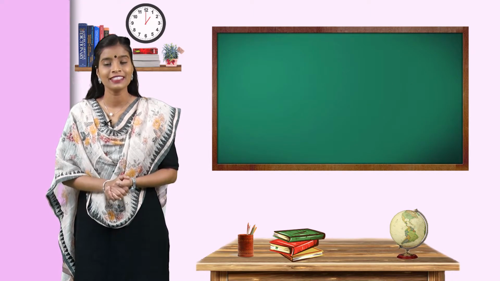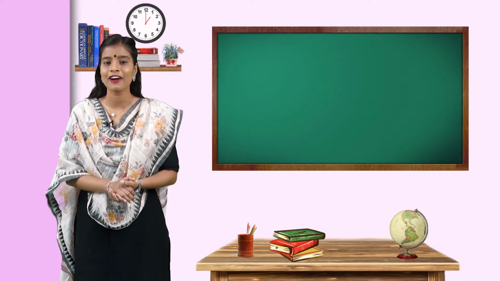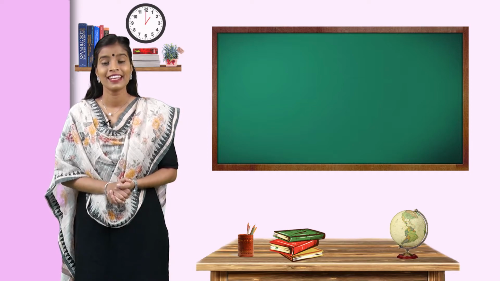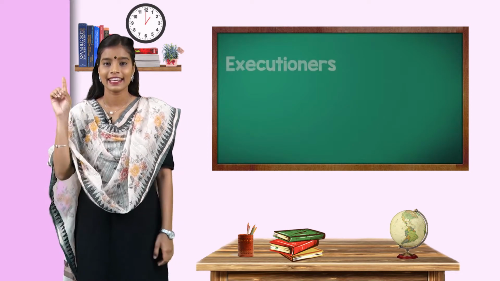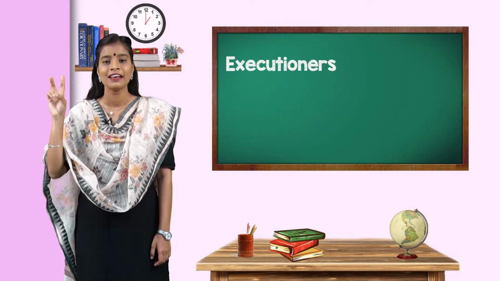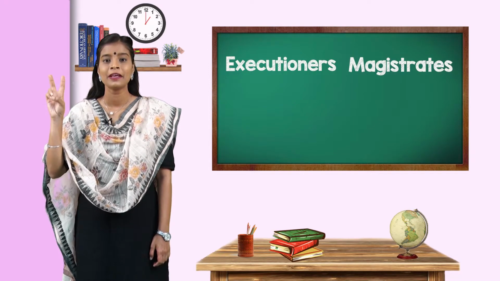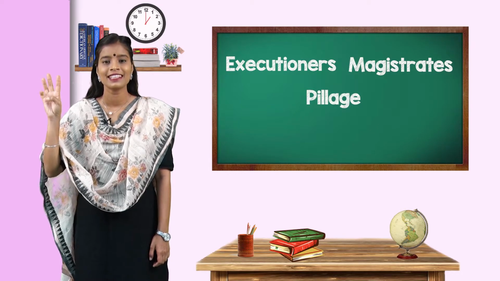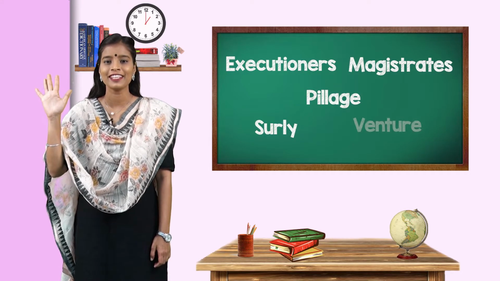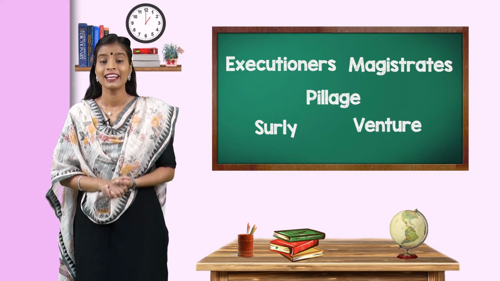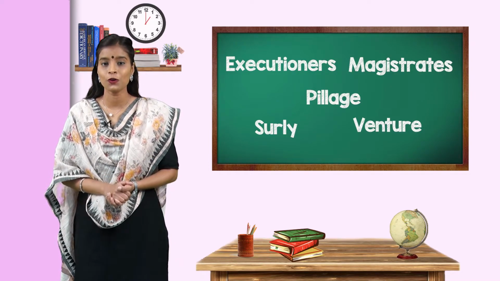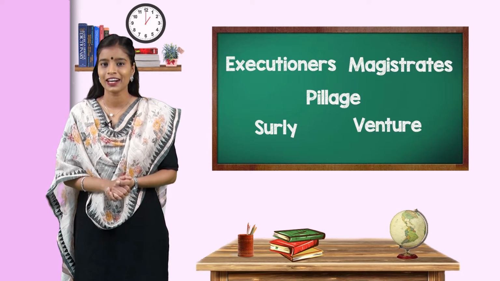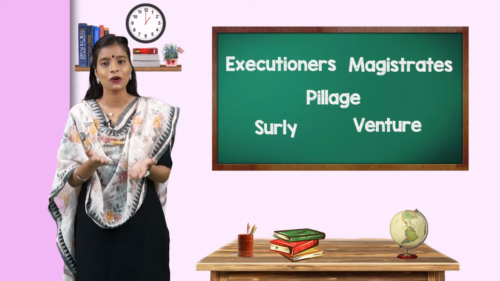So children, today we learned 5 new words. Let's revise them. Executioners, magistrates, pillage, surly, and venture. I hope that you remember these words and I hope that you have made a note of these words in your notebooks.